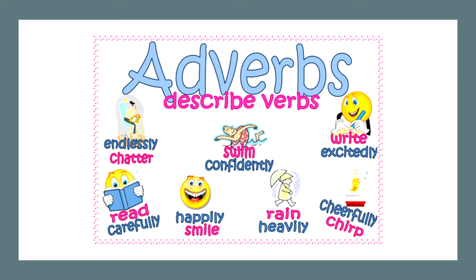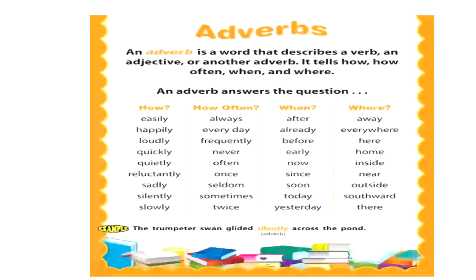Yes, dear children, the first thing is they all have "ly" at the end of them. And the second thing is they tell you about your verbs. How is someone smiling? Happily. How is someone swimming? Confidently. Right? So here we have the complete definition of adverb. An adverb is a word that describes a verb, an adjective, or another adverb. It tells how often, when, and where about everything.